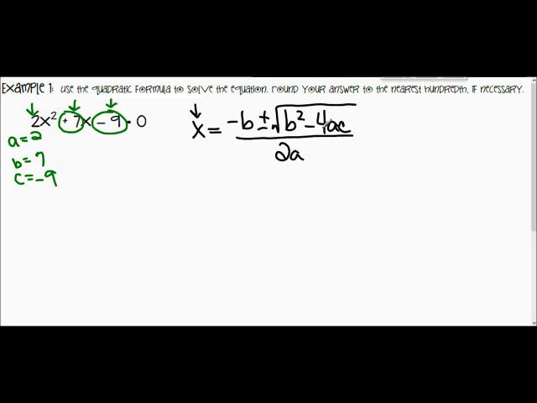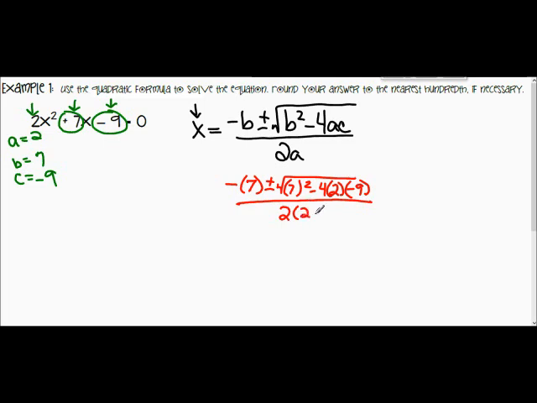Okay? And then we're just literally going to plug stuff in here. So I'm going to take the negative b, and we said b was 7, plus or minus, that's where our two answers come into play. And then I have the 7 squared minus 4 times 2, that was a, times c, which is a negative 9, all over 2 times a, so 2 times 2.